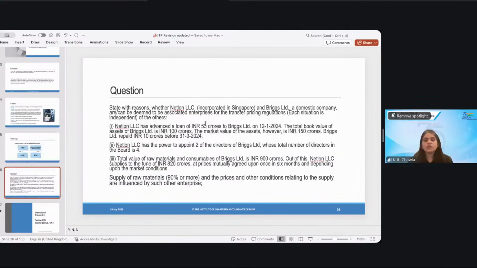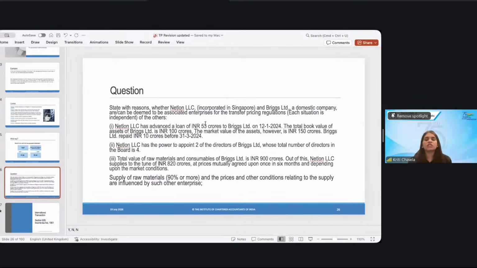The second one talks about N LLC has the power to appoint two of the directors of B Limited, whose total number of directors is four. Now, because they have appointed not more than 50%, these are not going to be associated entities.